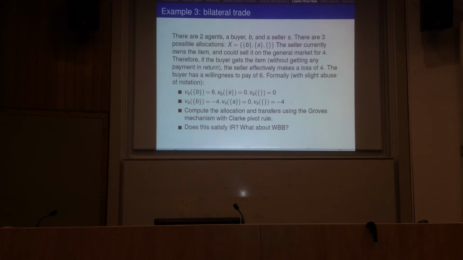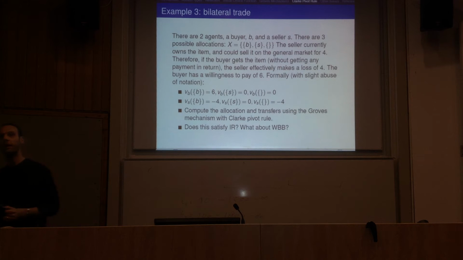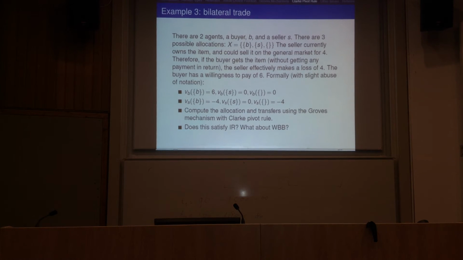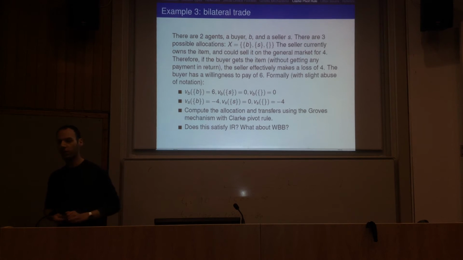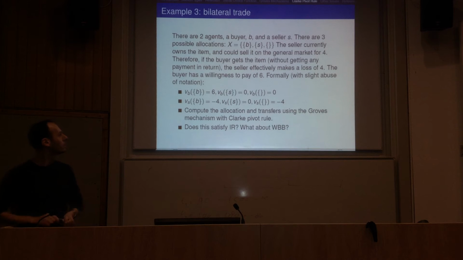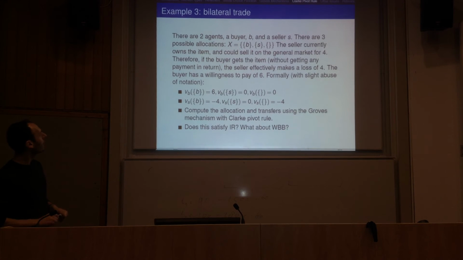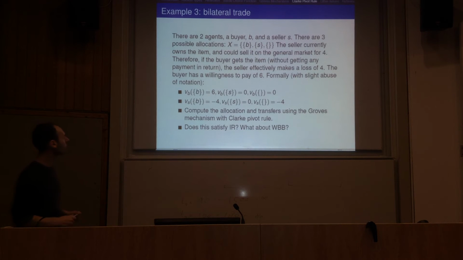So if the buyer gets the item, the seller effectively makes a loss of 4 if he doesn't get any money in return for this. So getting rid of the item gives him a value of -4. And the buyer has a willingness to pay of 6 for the item.